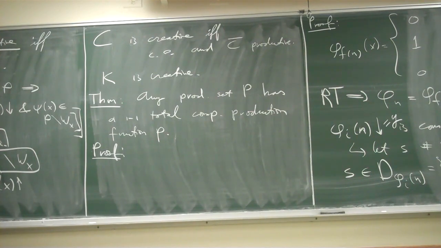So we do this in two steps. First, showing that a production function can be made total, and then once we have a total function, we'll make it one-to-one.